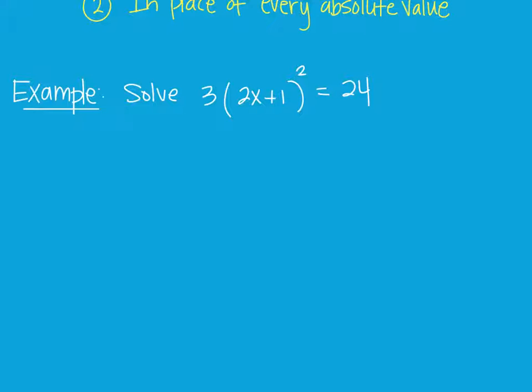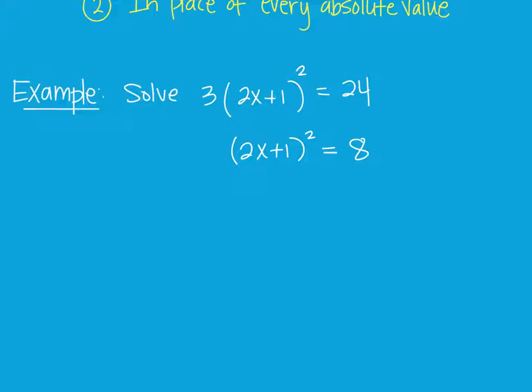Not distribute. Okay? I can't distribute here. I can't distribute a square. I can't distribute a 3. Squares block you from distributing. Instead, I can get rid of the 3 by dividing. All right, so if we divide by 3 on both sides, we'll end up with 2x plus 1 quantity squared equals 8.